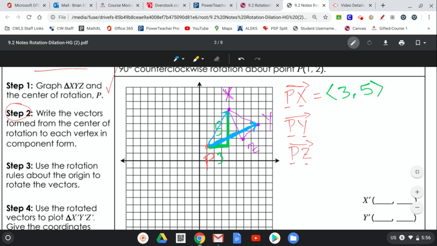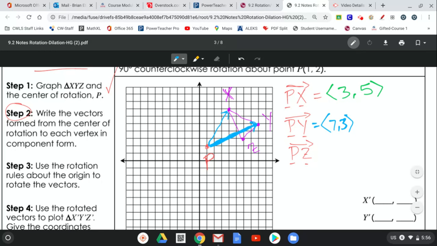We have to count how many spaces we're going over and how many spaces we're going up. Okay, and if I count over, I'm going 1, 2, 3, 4, 5, 6, 7 spaces over. So it's going to be written in the form 7. And then how many spaces up? I'm going 1, 2, 3 spaces up. Again, both in positive directions.